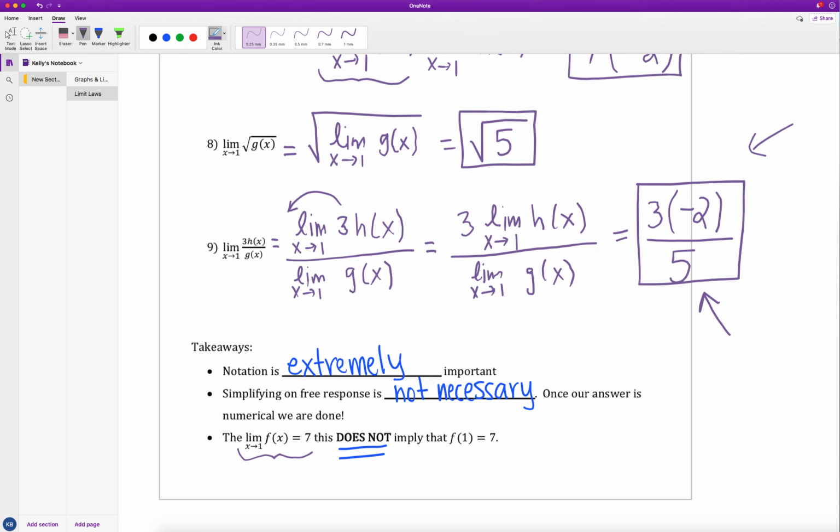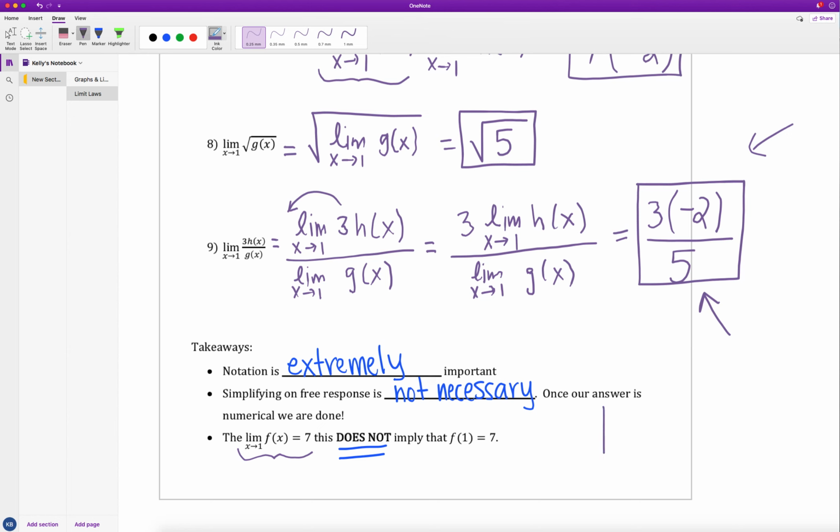It's tempting to want to say, well, wouldn't it just be a direct substitution? So f of 1 has to equal 7. And that is not necessarily going to be true at all. So this is leading us into continuity that we will talk about. And this is a very important distinction: just because the limit exists and is equal to that number does not necessarily mean that the function value is equal to this.